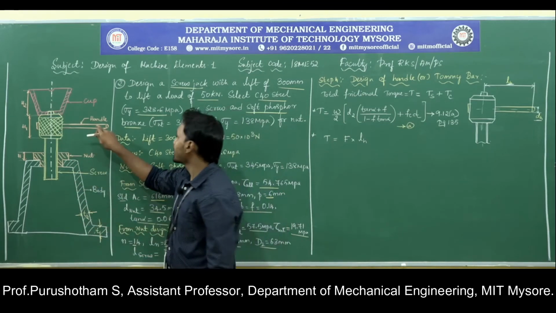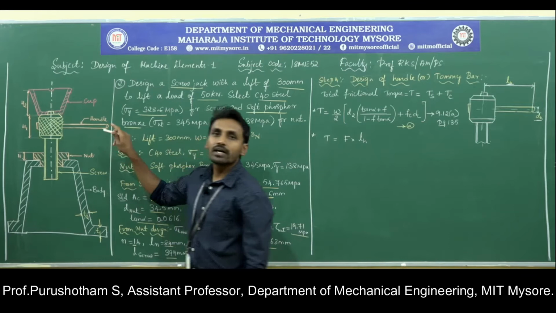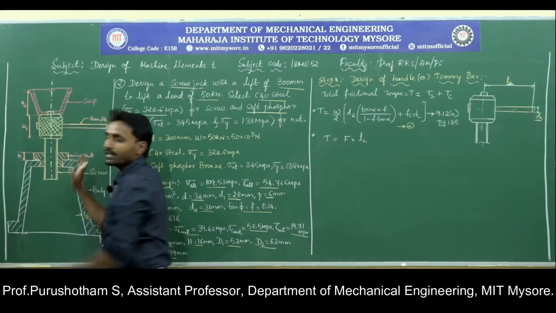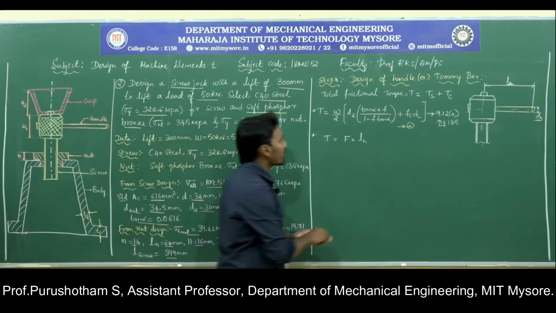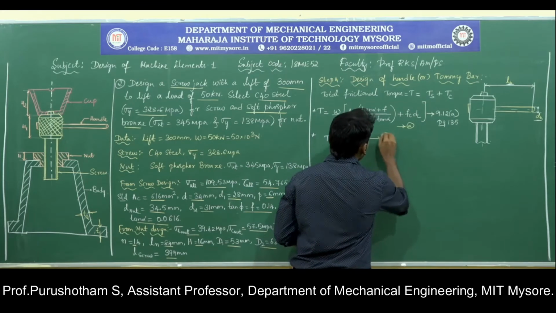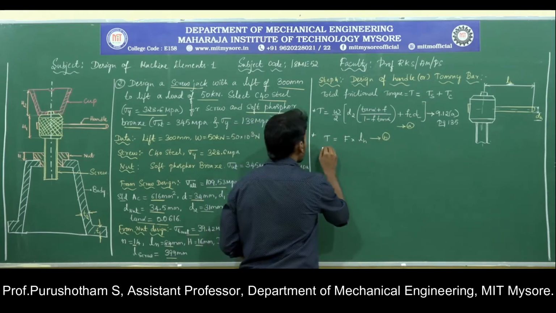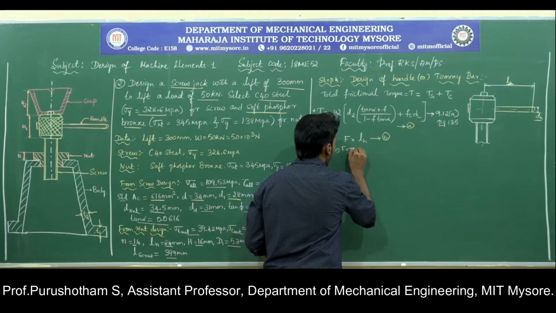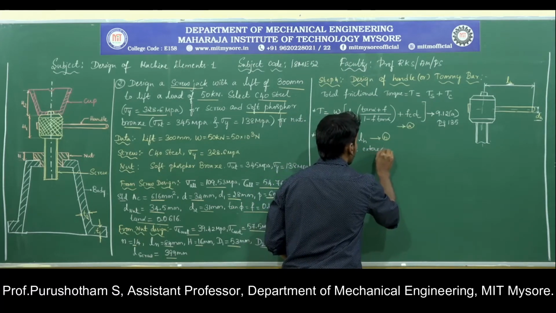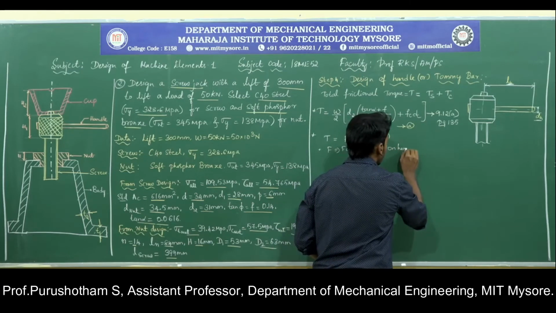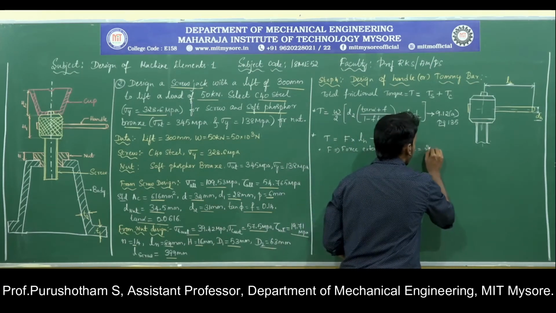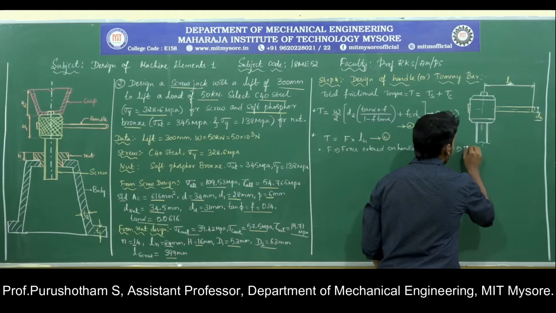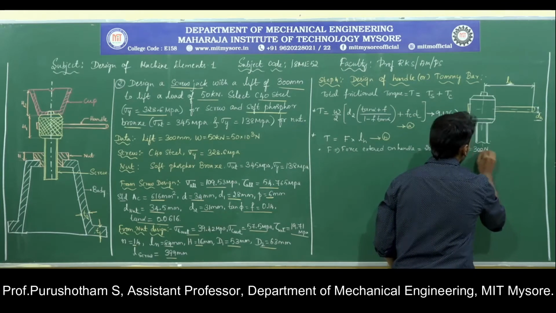The torsional moment which is induced by rotation of the handle is the force exerted on the handle into the effective length of the handle. I will call this equation B. In this equation, F is the force exerted on the handle by a person, which will be around 200 to 300 Newton. For safety purposes, I am going to consider F equal to 300 Newton.